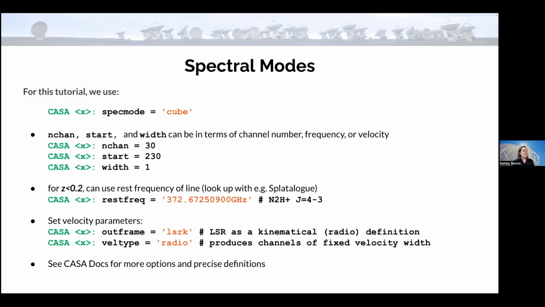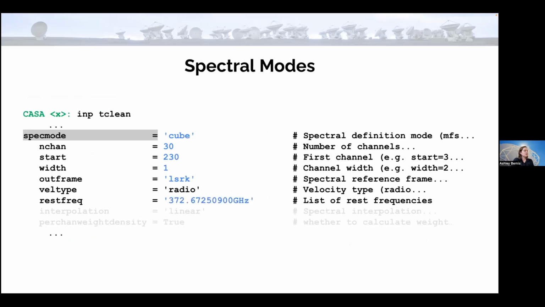And one thing to keep in mind is if you use radio as your velocity type, this produces channels of fixed velocity width, which is sometimes useful. So this is just a summary of the inputs. So radio was default, so the color doesn't change when we do inp tclean again. But if you're following along, this is what you should have put into tclean.